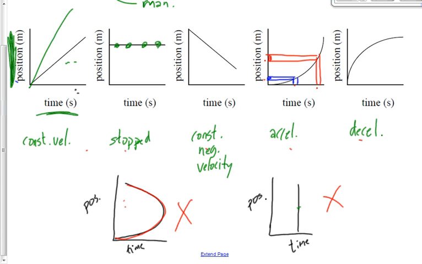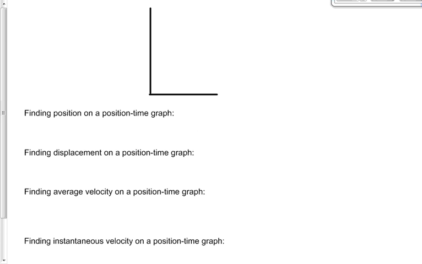All right. So it's not just a matter for us of determining what a graph means, although that's important. It's also a matter of us determining some numbers from a position time graph. We're going to do one little thing here, and then we'll wrap it up for the day, and we'll pick this up on Monday. Monday or Tuesday, we'll do a little activity with this.